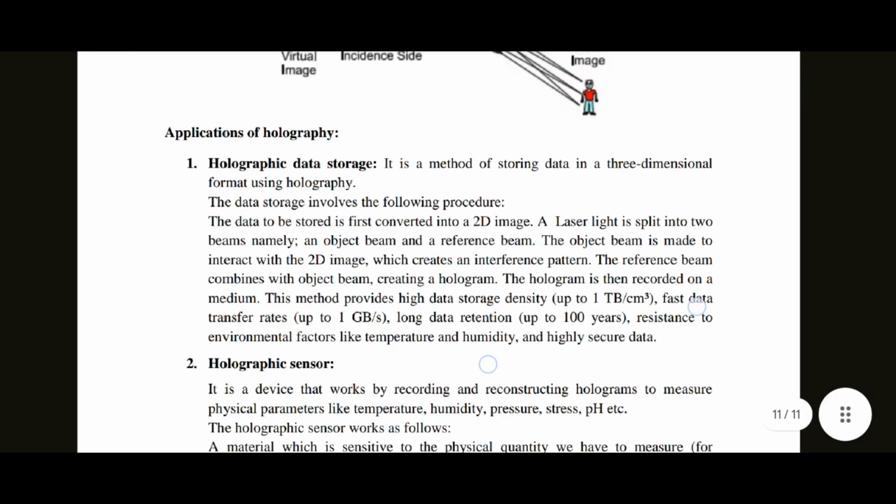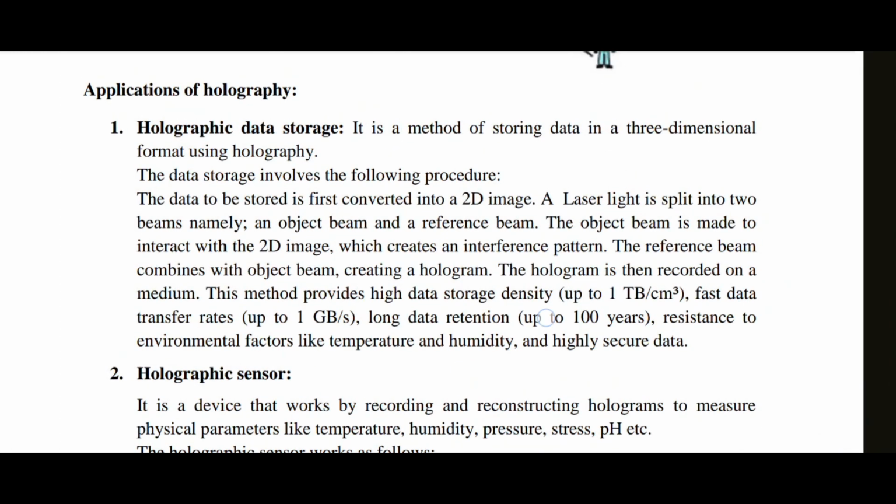Once again, firstly, the stored data is converted into a 2D image. The laser light is split into two beams, the object beam and the reference beam. The object beam is made incident on the 2D image, creating an interference pattern that combines with the reference beam and creates a hologram. The hologram is then recorded in the medium. This method provides high data storage, fast data transfer, long data retention, and resistance to environmental factors.